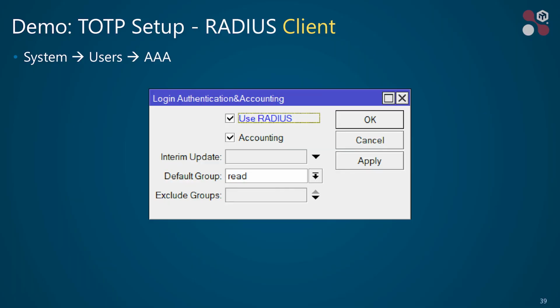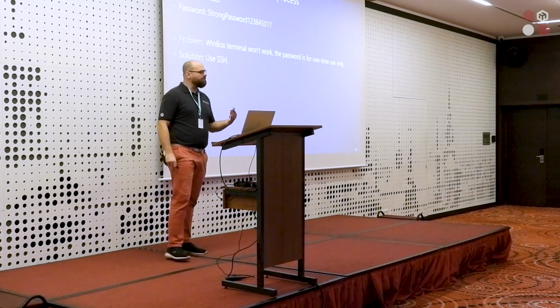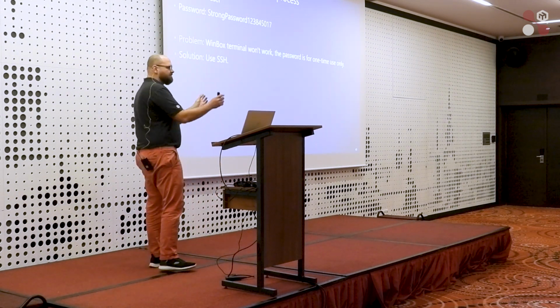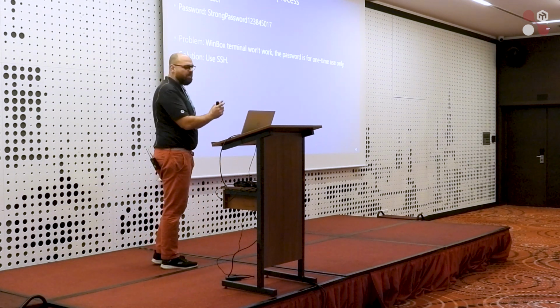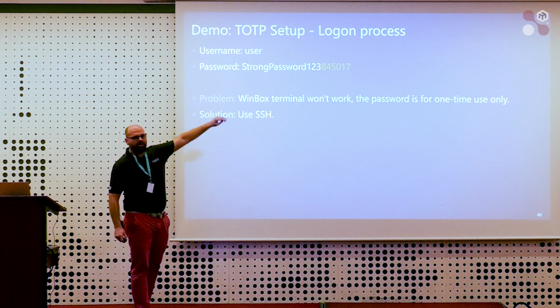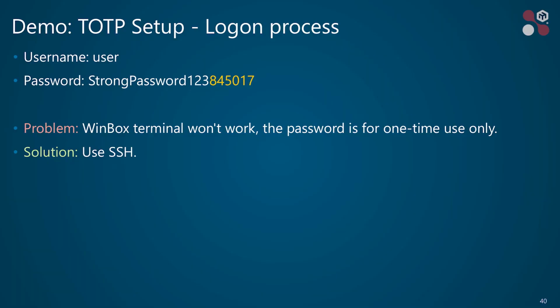Yeah, that's it. So then what happens, you will use your username, and the resulting password will be the password you gave to the user plus the OTP as one string. Okay, so let's say it will be strong password 123, and these yellow characters, those are the random numbers from the TOTP applications.